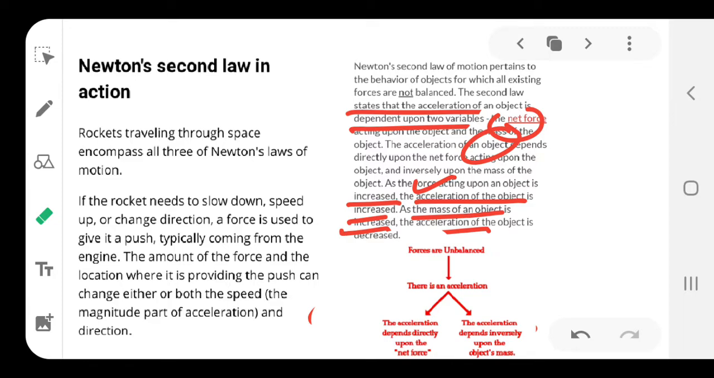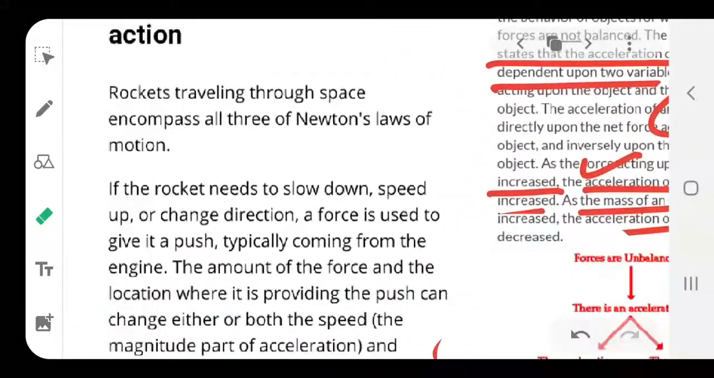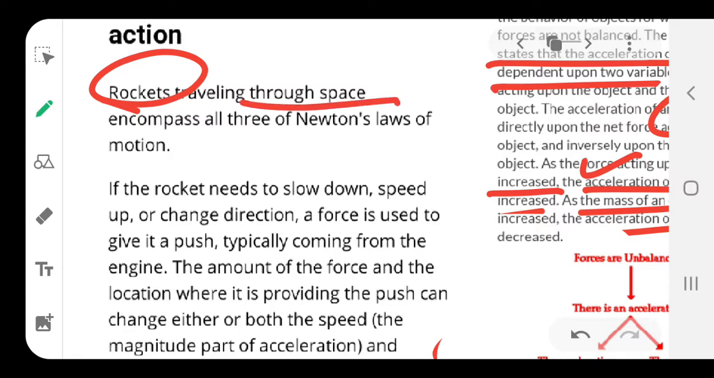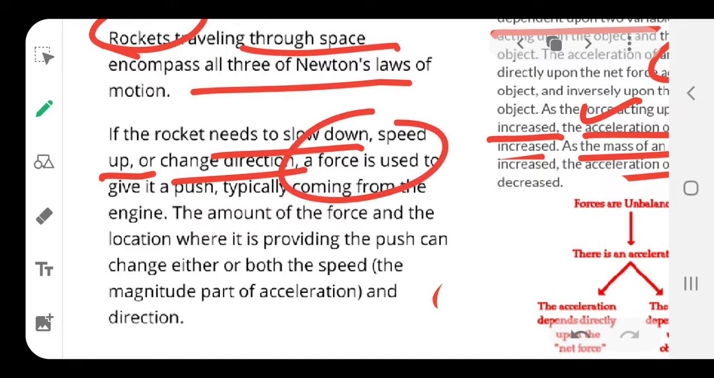Now, after knowing Newton's second law, you should know its application, because application is basically the main part of this chapter. Application gives you lots of questions. So, we know rockets travel through space. Basically it involves all the 3 laws of Newton, but let us see the one concerned here. They say if the rocket needs to slow down, speed up or change direction, a force is used. Say the rocket is moving, you want to slow down or change direction, you have to give a force.